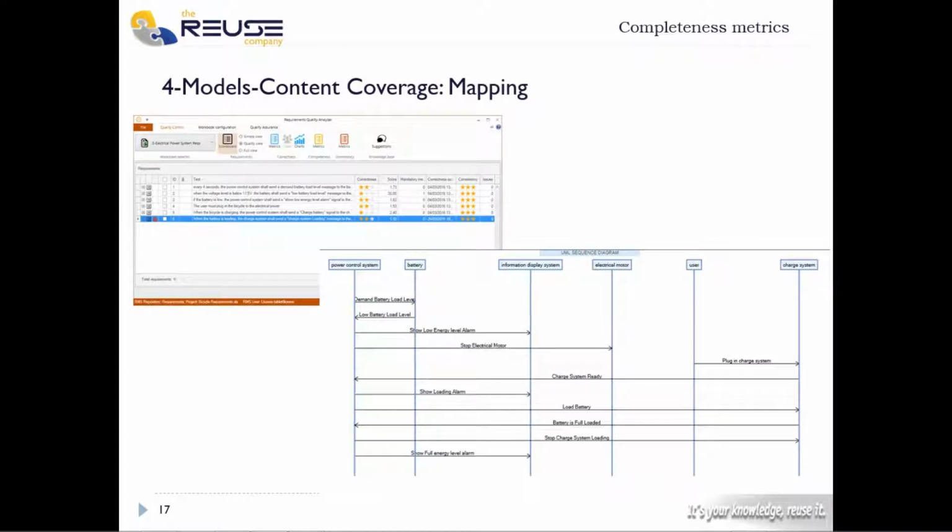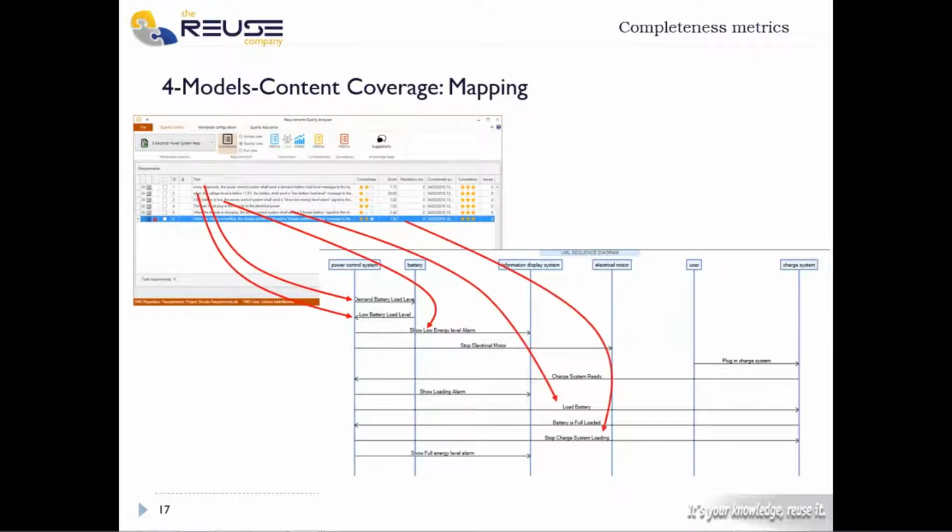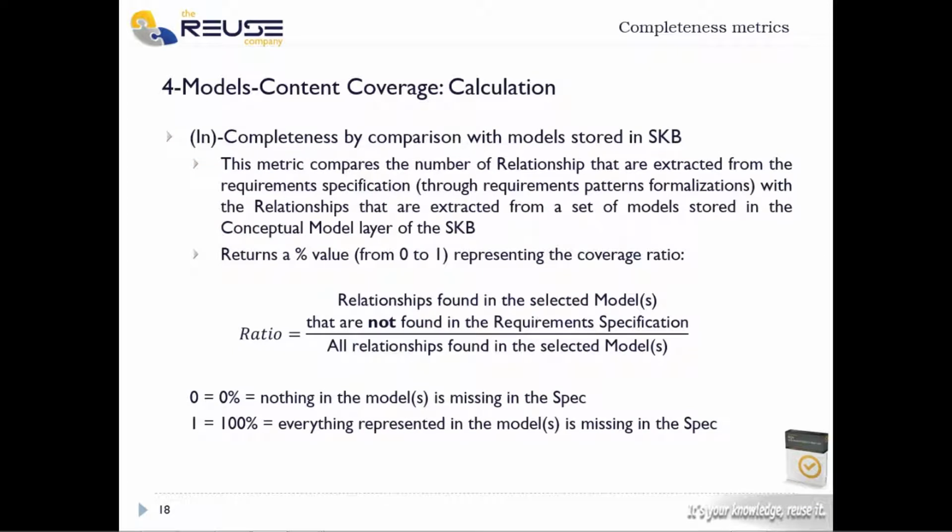These patterns are necessary because, as we see in the slide, we will compare the relationships found in the models with the relationships extracted from the requirements through the patterns. This metric computes its value by calculating the ratio between the number of relationships found in the selected models which are not found in the spec and all the relationships found in the selected models. The returned result is a number between 0 and 1 representing the completeness coverage ratio.